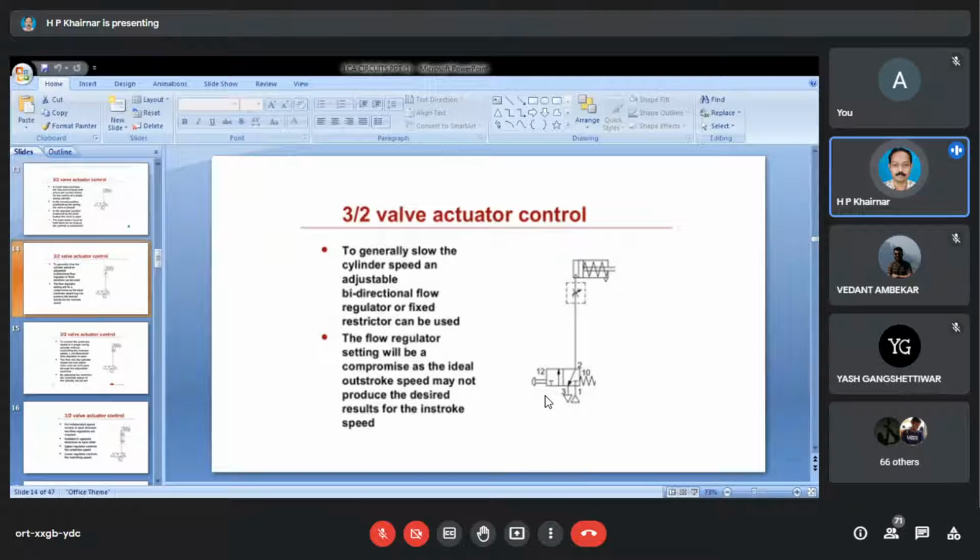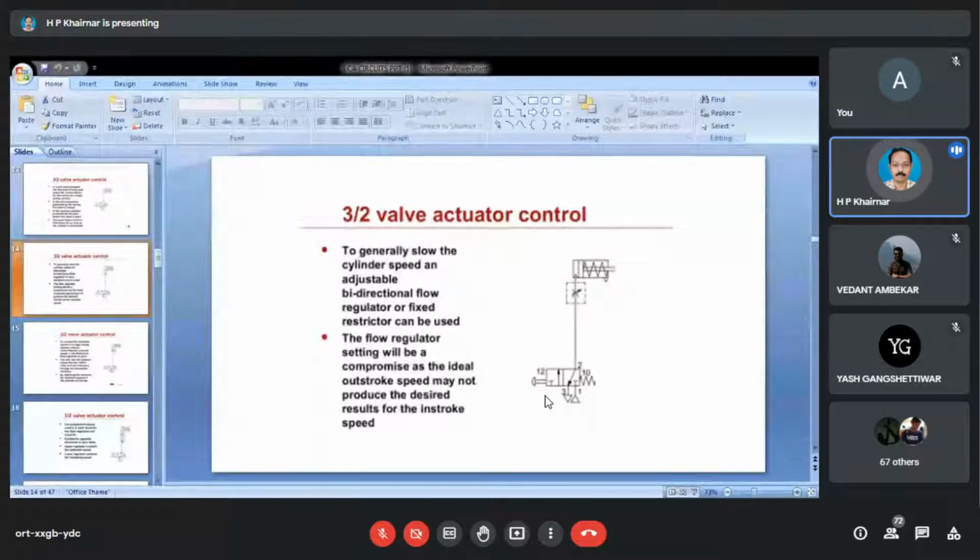And now a further addition is there in this diagram. To slow the cylinder speed, an adjustable bidirectional flow regulator or fixed restrictor can be used. Bidirectional means what? This kind of valve is there in our lab. You are rotating it, so you can rotate in both directions accordingly. In both directions, air supply can be regulated. So the flow regulator setting will be a compromise, as the ideal outstroke speed may not produce the desired result for the instroke speed. This is purely the requirement of your application. That is why we are doing it like this.